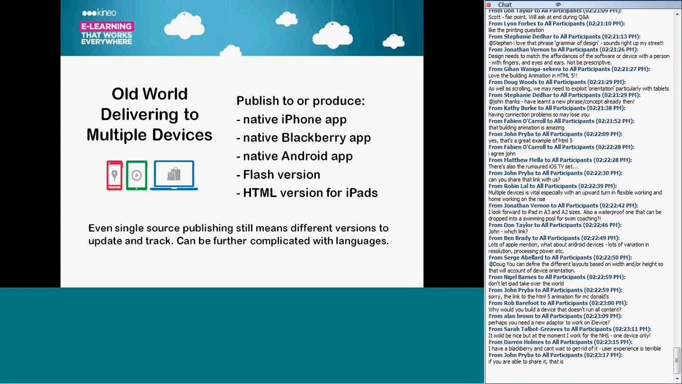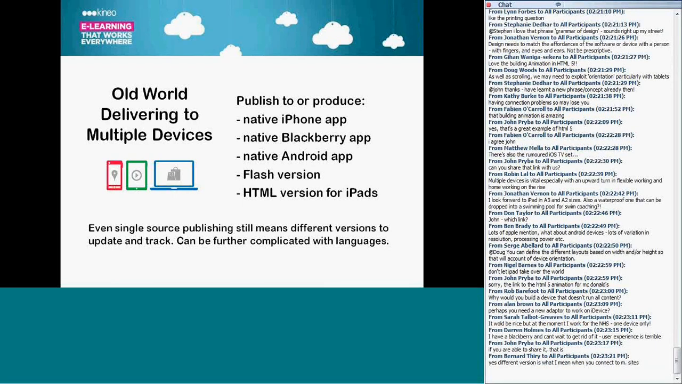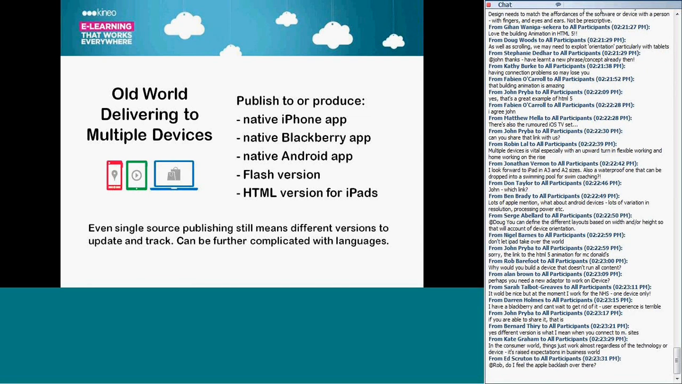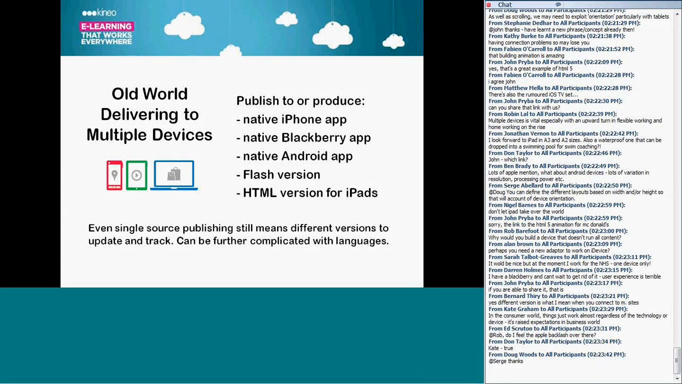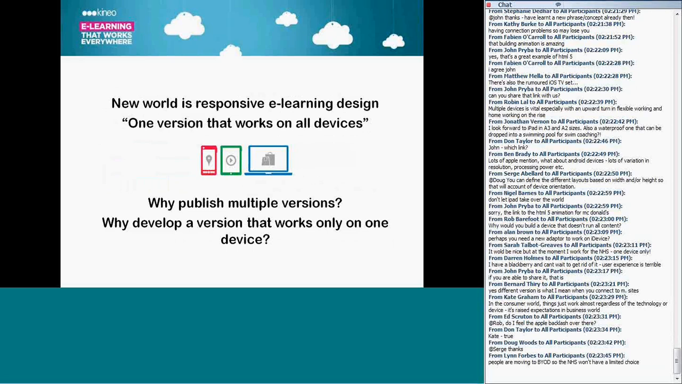Some tools go part way there. Even if you publish out from a single tool, you tend to have different versions. So you have different SCORM objects that you then have to update, you have to track, you have to distribute some way to people's devices. And if you end up with 4 or 5 versions, then you've got to have different language versions. It gets very complicated. But I think that's really the current world where a lot of people are going at the moment, is producing different versions.